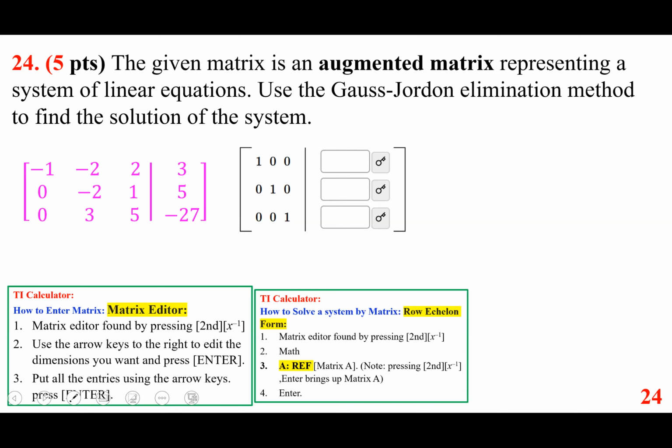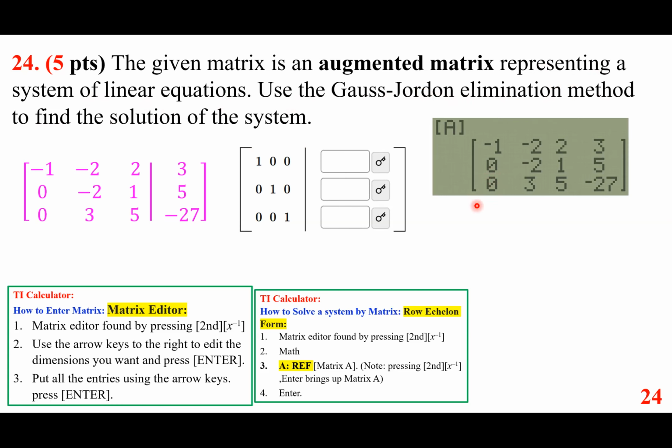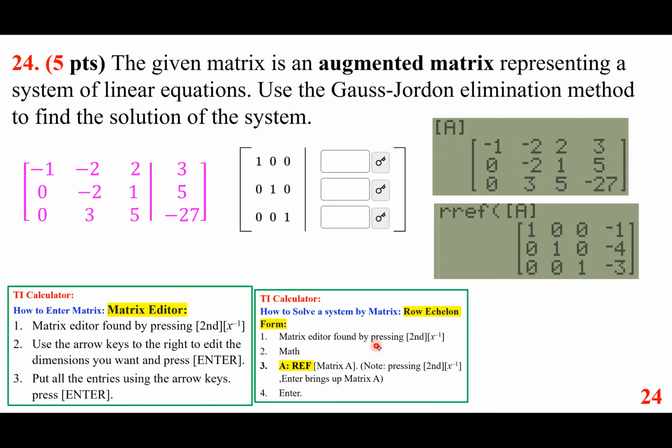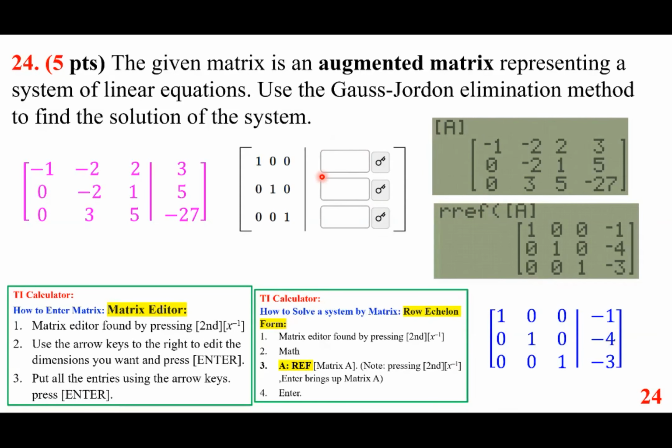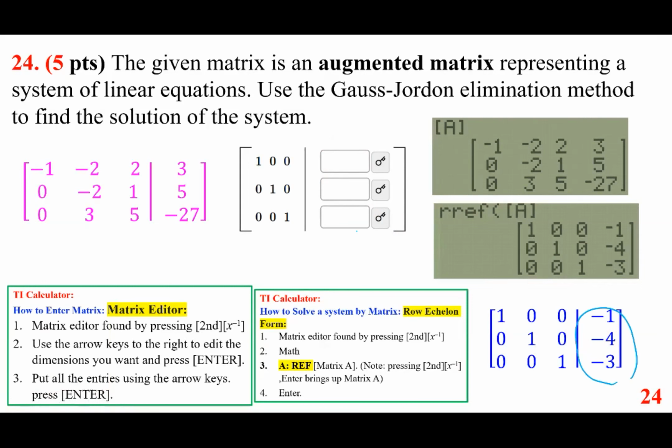The given matrix is an augmented matrix representing a system of linear equations. Use the Gauss-Jordan elimination method to find the solution of the system. Of course, we can go through the process of that by putting this into the A matrix, editing it, and then RREF results in the answer. So what is the solution? Use a method to find the solution. You want to write minus 1, minus 4, minus 3 here, in essence.